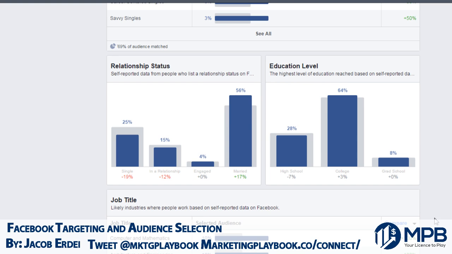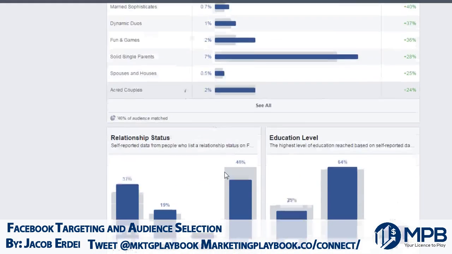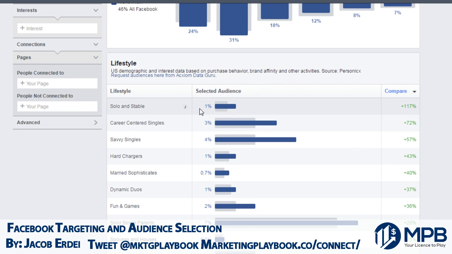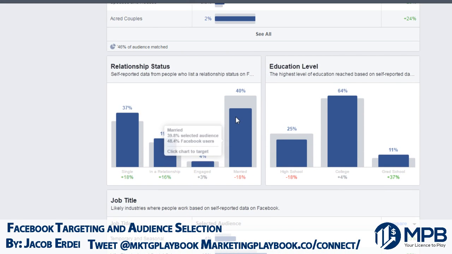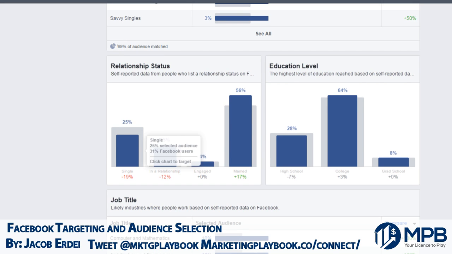If we go over here to relationship status, we're going to see that the vast majority of people here are married, at 56% in White Bear Lake, and then 64% have a college education. That's self-reported. So going here, we get some of the same demographics, just the audiences that you can go over. But here we're going to see that, okay, we have 40% are married and 37% are single. So that's a big difference compared to White Bear Lake.